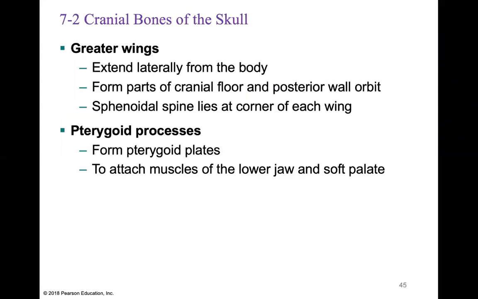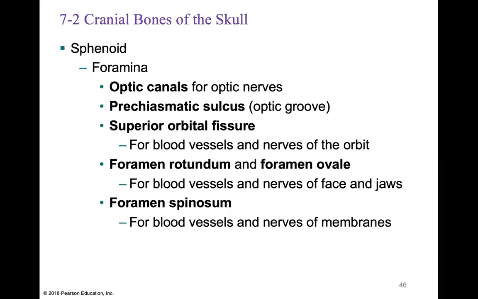The greater and lesser wings, these are going to be the projections coming out from the sphenoid. They look like wings of a bat. Okay, so you'll see those in a second. The pterygoid processes, these are going to allow for muscle attachment, specifically a group of muscles called the pterygoids. Some important foramina of the sphenoid: the optic canals will allow for the passage of the optic nerves. The superior orbital fissure will allow blood vessels and nerves of the orbit to pass through. And the foramen rotundum and ovale, this is again more blood vessels to pass through.